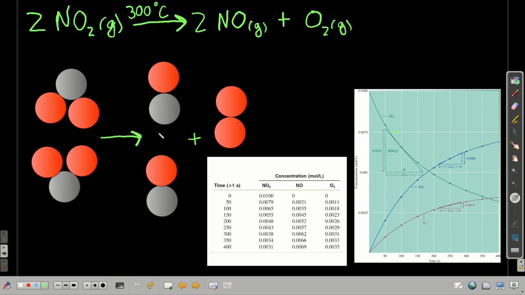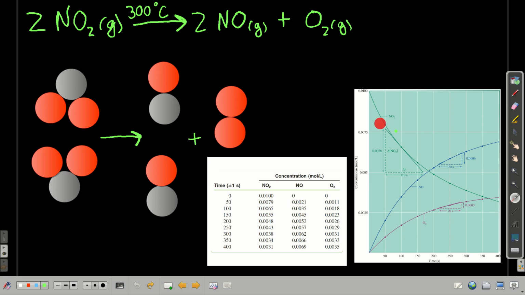Now, this represents the overall reaction. It ends up that a lot of chemical reactions happen in a series of steps. It's a much more complicated mechanism than it appears here. We'll get to that later too. But let's look at what happens here.